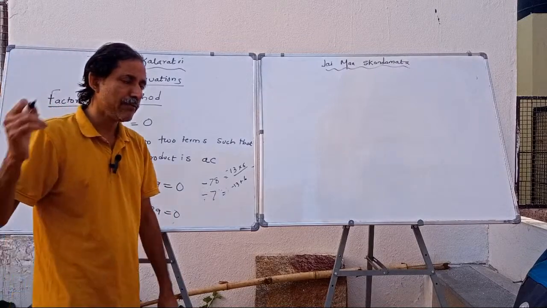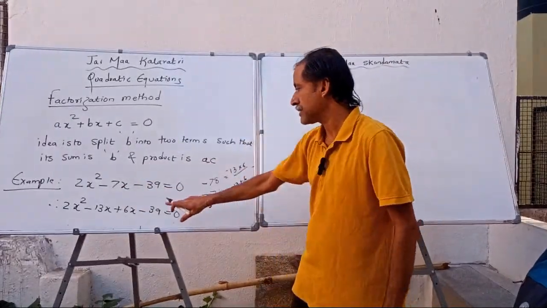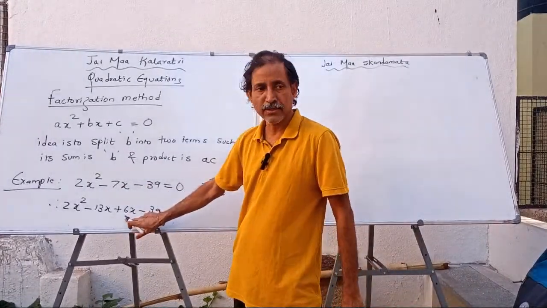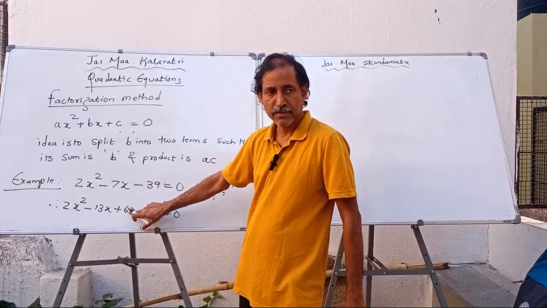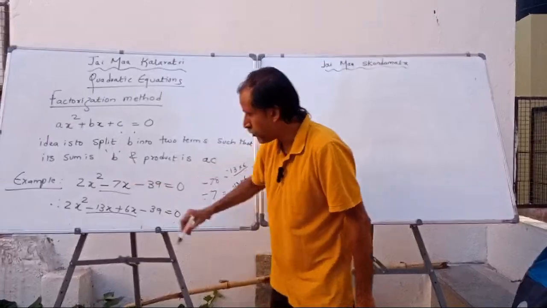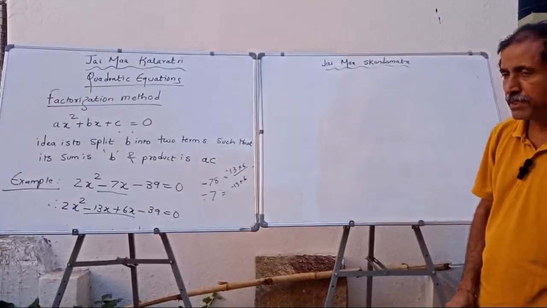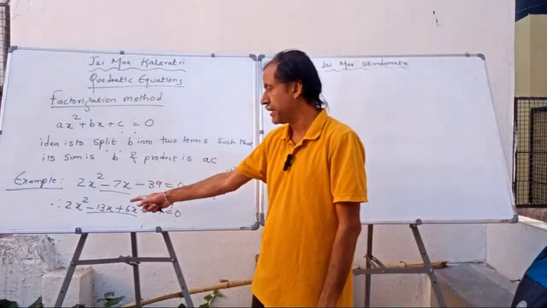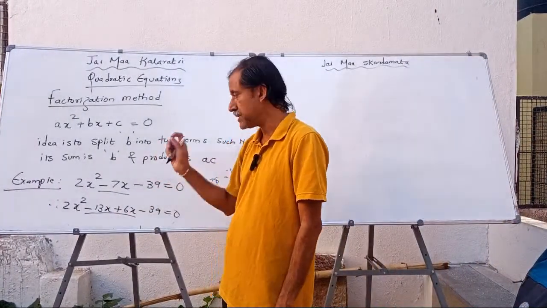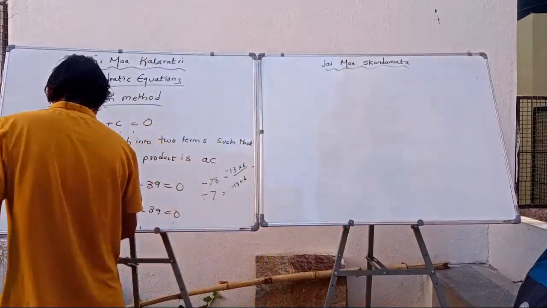Any doubt do you have in this step? Because instead of minus 7, I wrote minus 13 plus 6. Is that okay, Ananya? Did you understand? They both are the same. Middle term split. I did a split in the middle term, and instead of minus 7, I wrote minus 13x plus 6x, which is minus 7.